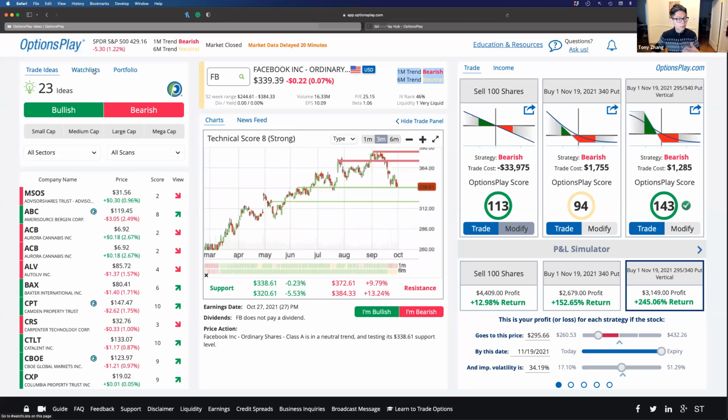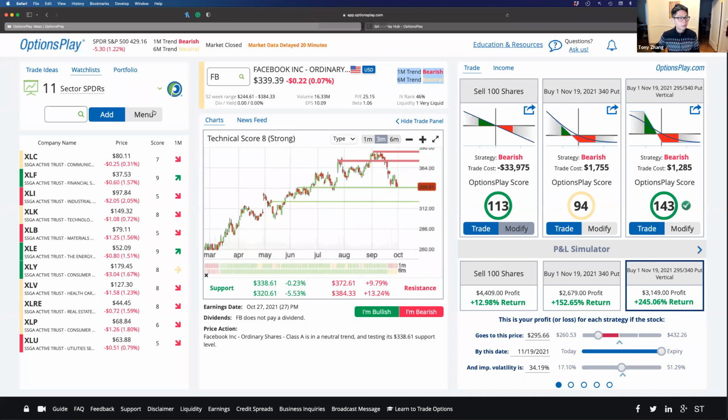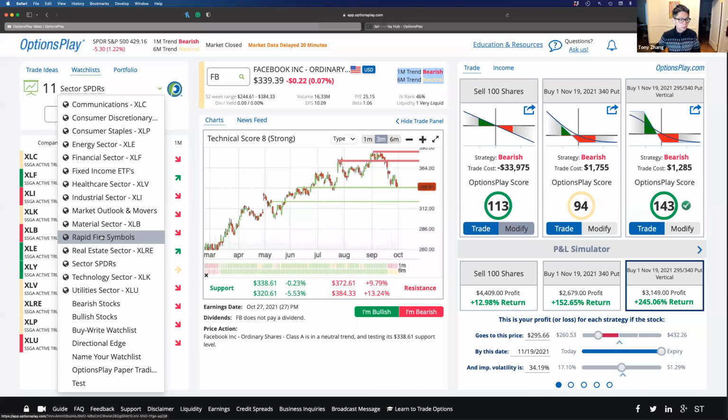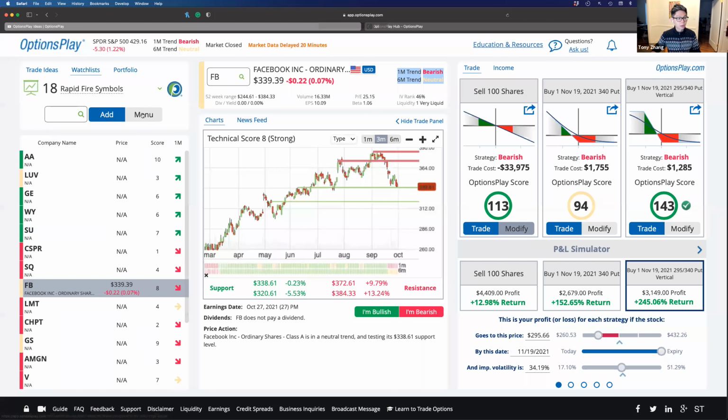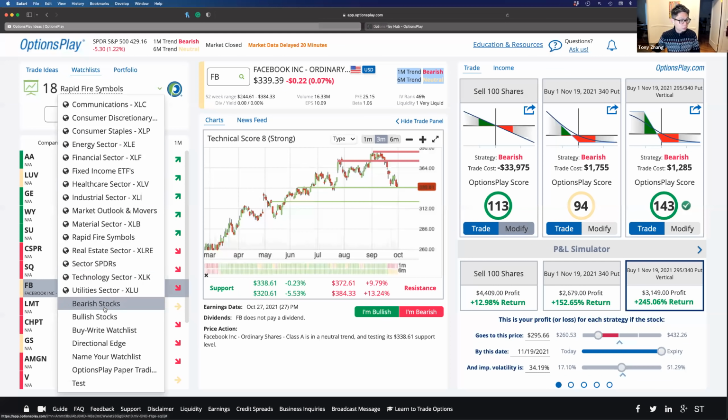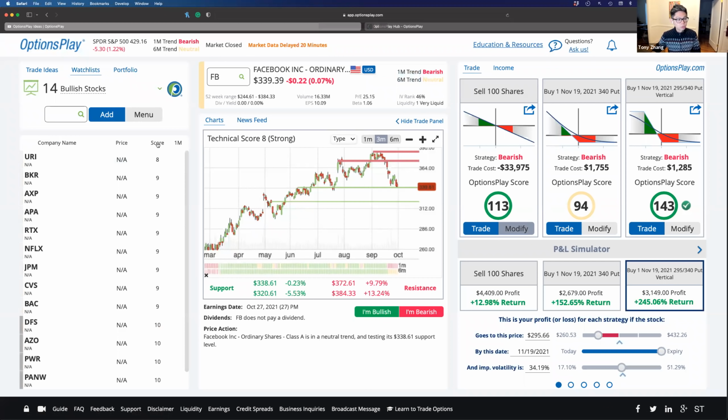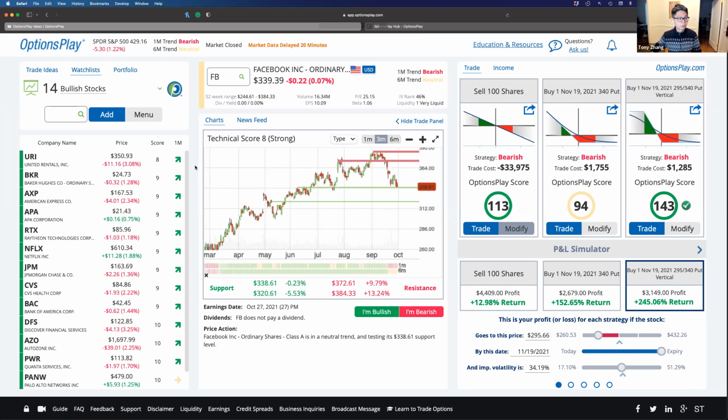And even, I think some of the most powerful tools that we have is our watch list, because you can either use one of our current watch lists, like our rapid fire symbols, which I'll show you here in 1 second, or if you create your own watch list. And what you can do is quickly sort it based on the score. And what that allows you to do is instantly take any list of stocks that you're looking at and see which stocks are outperforming the market, which stocks are underperforming the market, which ones have bullish trends, which ones have bearish trends, instantly without even having to pull up the chart for that underlying stock.